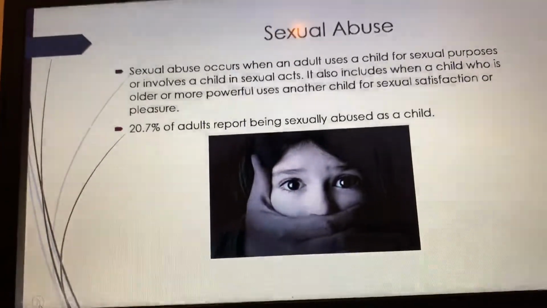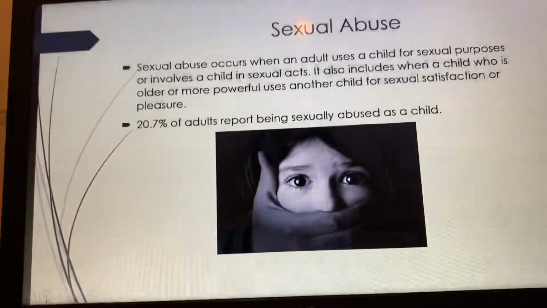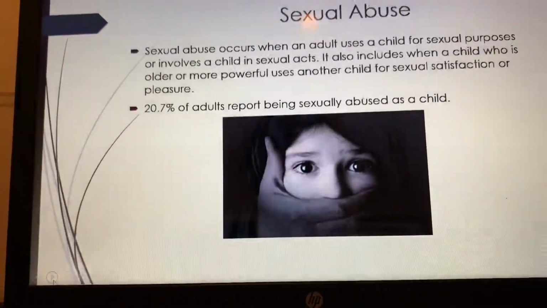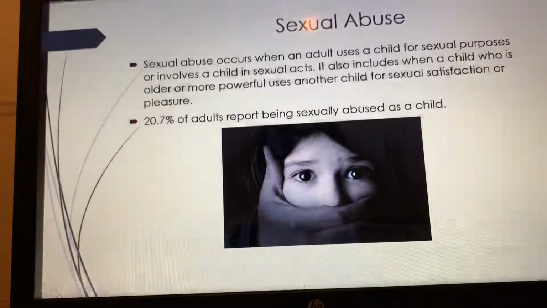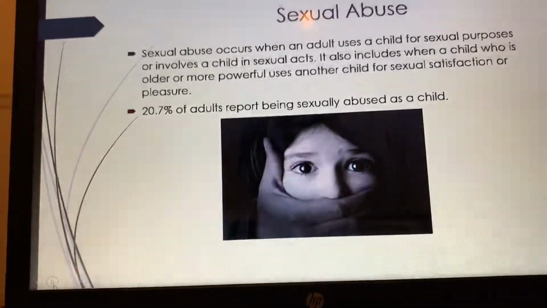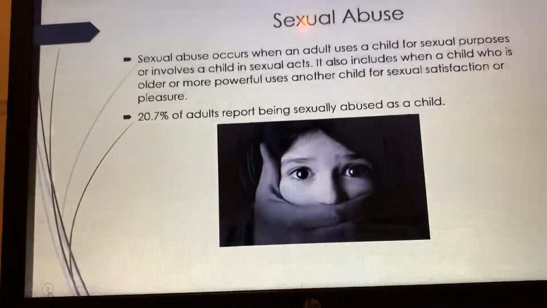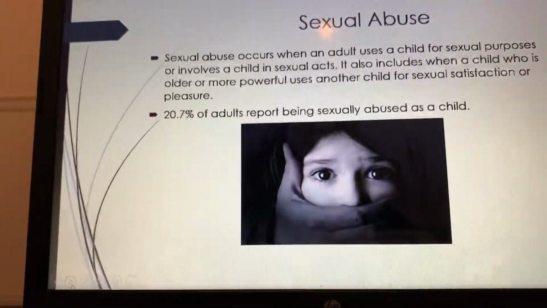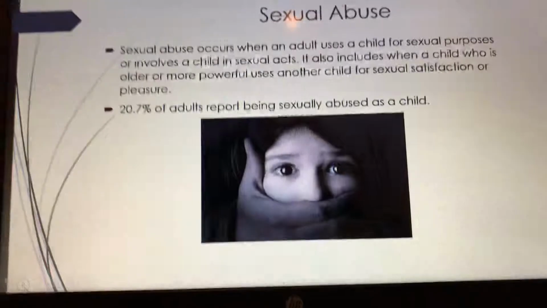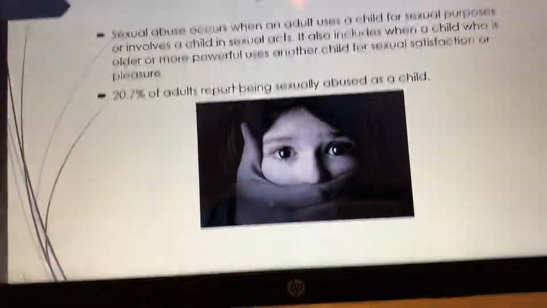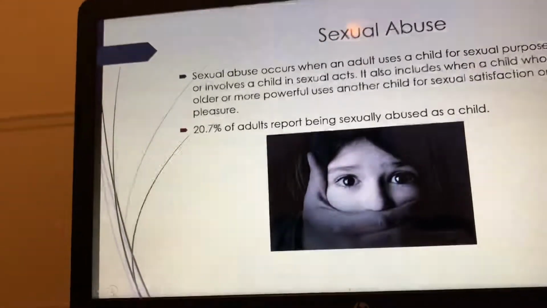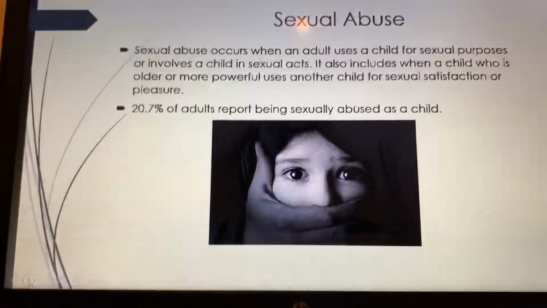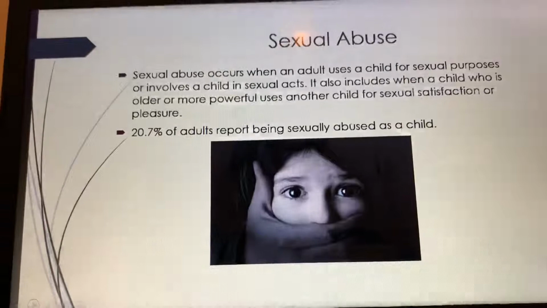Another type of abuse that occurs a lot in our society, and that we see in the news all the time, is sexual abuse. Sexual abuse occurs when an adult uses a child for sexual purposes or involves a child in a sexual act. This could also happen when an older child uses a minor or a younger child for sexual satisfaction or pleasure. Sexual abuse is also very high. It happens a lot. It was reported that 20.7% of adults were sexually abused as a child.